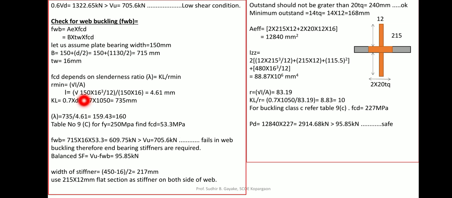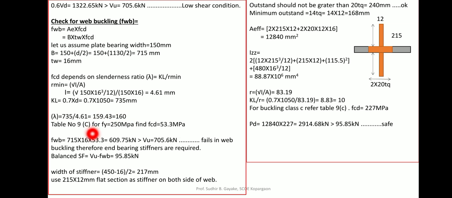I have made a correction here: that value should be the r value instead of I. So the direct answer I am getting is 4.61, and KL value is always 0.7 times the depth. So 0.7 into 1050 is 735 mm. Putting the values and calculating lambda, 159.43, almost equal to 160.